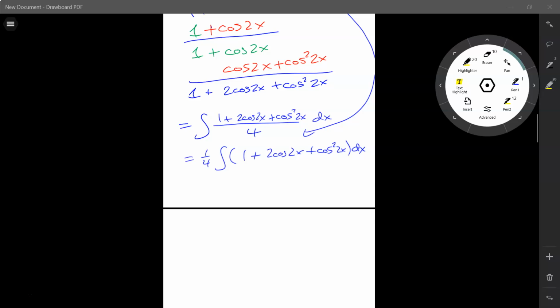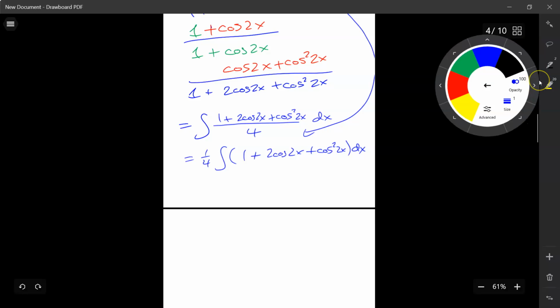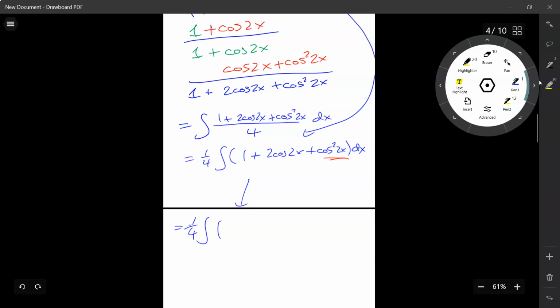Now a lot of you are saying integrate it, but you can't integrate it yet. You can't integrate this until you get rid of the power. So the question is, how do you get rid of the power? Well, you say it's equal to a quarter times 1 plus 2 cosine 2x. And once again we apply our rule, so it's a half times 1 plus cosine.